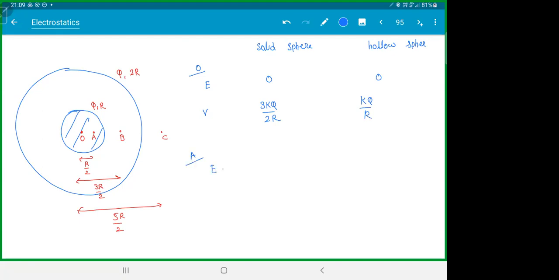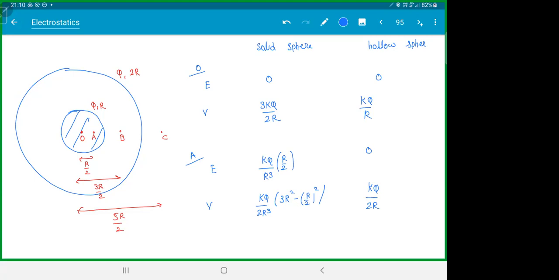For point A, the field is kq small r by 2 by r cube. What is the field inside a hollow sphere? 0. Potential is kq by 2r cube into 3r square minus (r by 2) whole square. This was a direct question, because the formula is so messed up, people don't remember. What is the potential inside a hollow sphere? kq by 2r. You just need to see where the point is for the solid sphere, where it is for the hollow sphere, and apply the appropriate formula. Please check for O and A. Anyone not clear, not convinced, confused, please ask. I'll explain again. But this is very important.